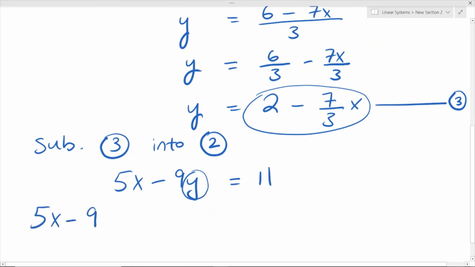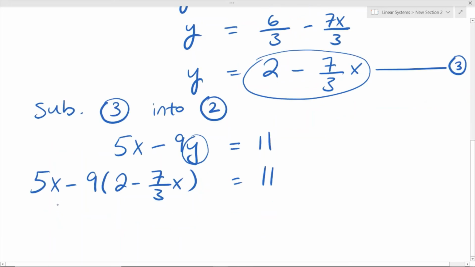5x minus 9 times 2 minus 7 over 3x, right? This whole thing is our y from here. I'm plugging it in, just replacing this y with it, right? And this is going to be equal to 11.